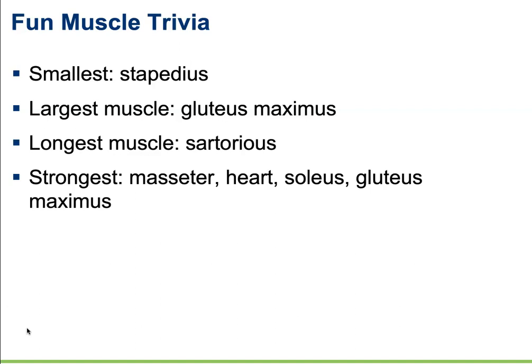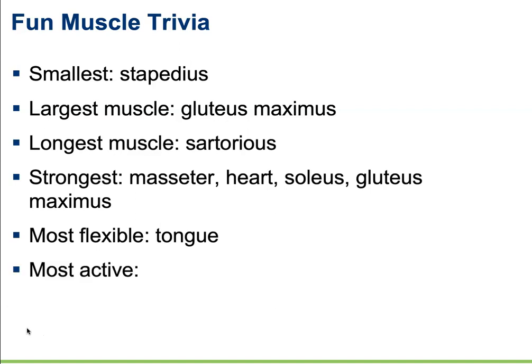The most flexible muscle is going to be the tongue. And the most active muscles are going to be the eye muscles. They're constantly moving. In an hour of reading, they can move up to 10,000 times. So very, very active muscle would be your eye muscles.